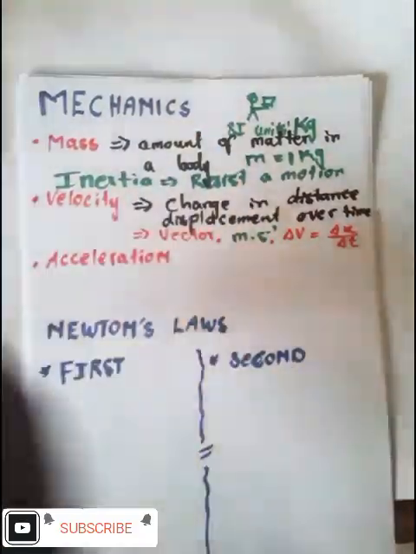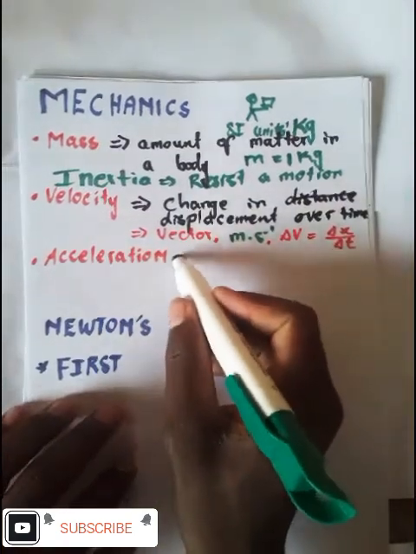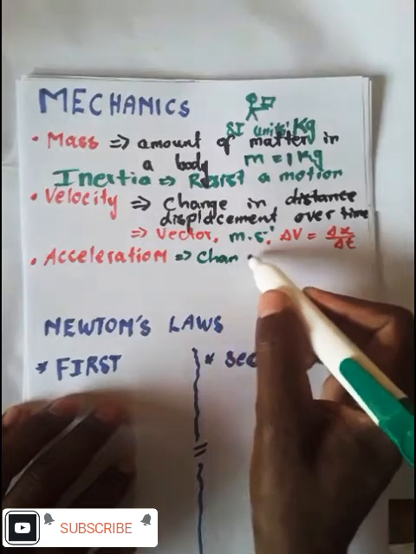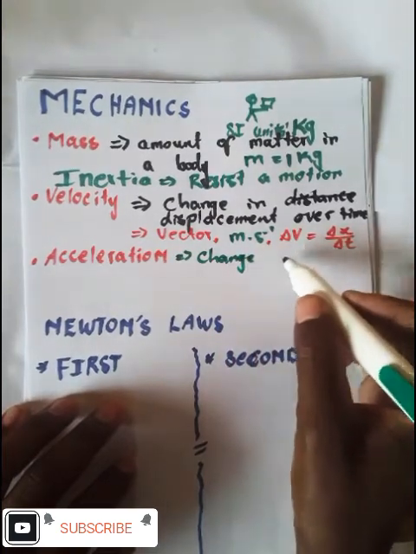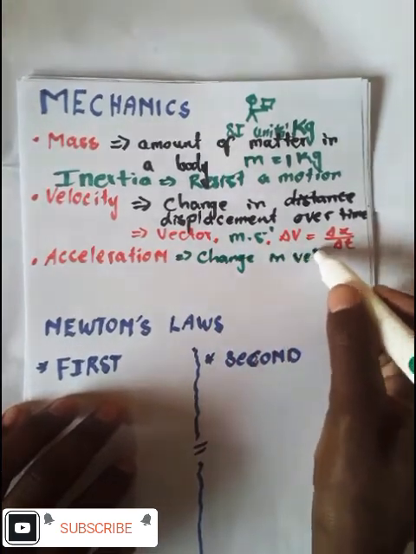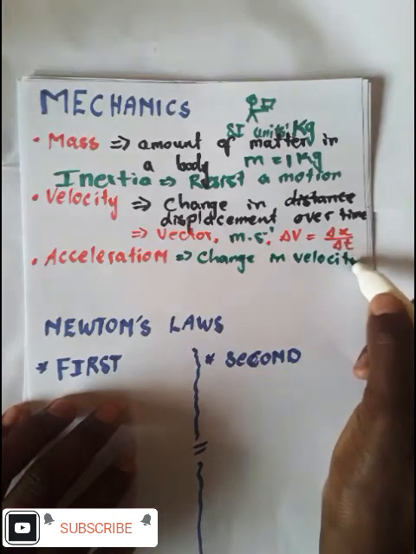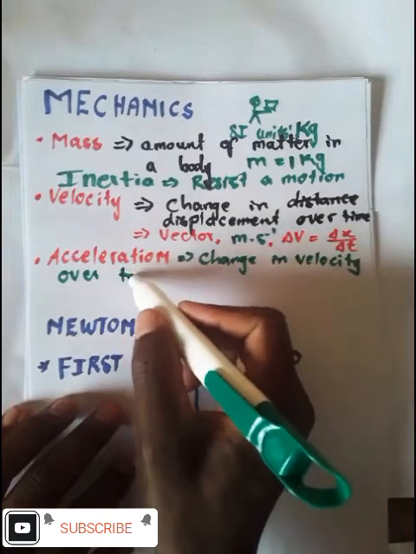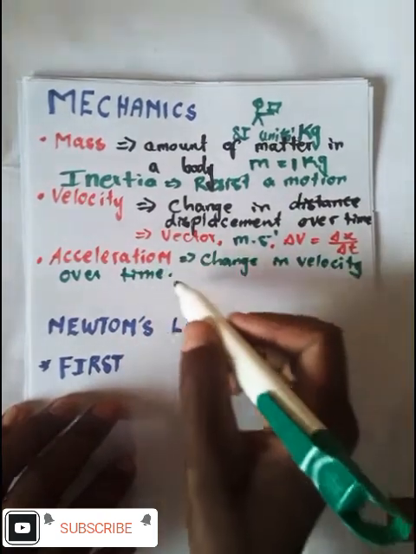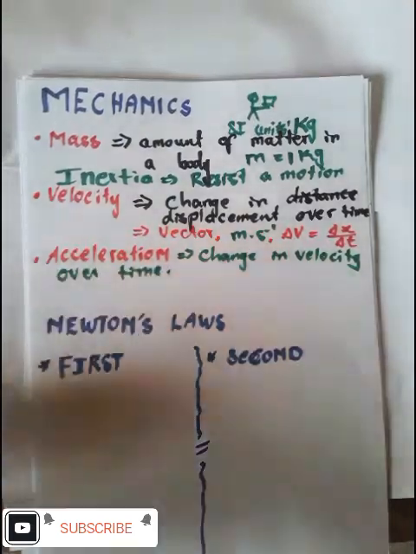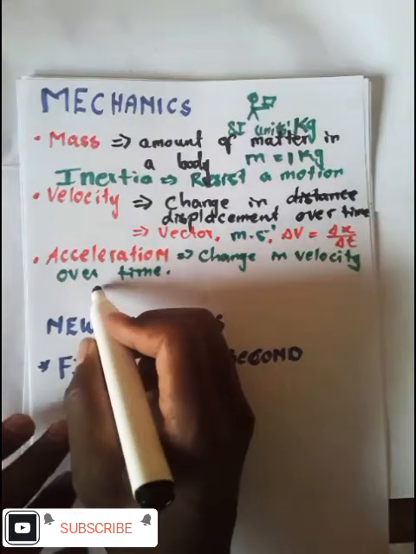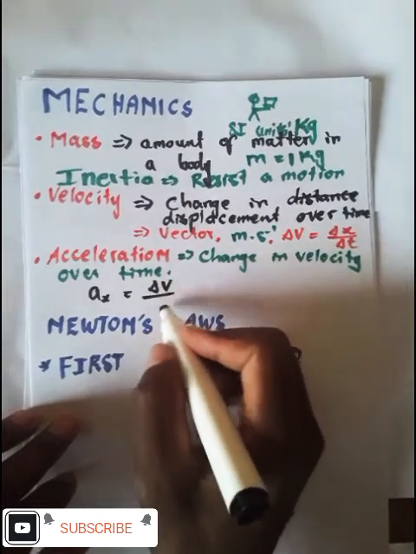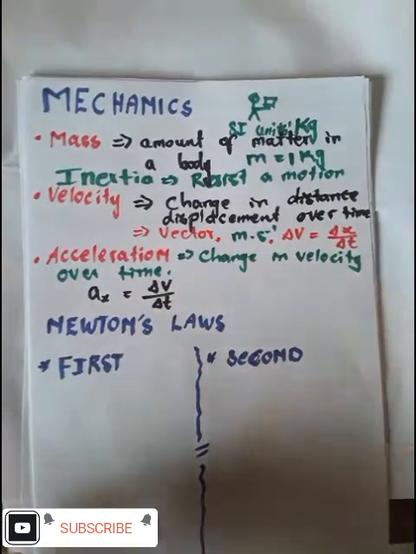So you can see that acceleration is just the change in velocity over time. You can write that down on your own: change in velocity over time. So you can guess the equation for acceleration already, because it's the change in velocity over change in time.